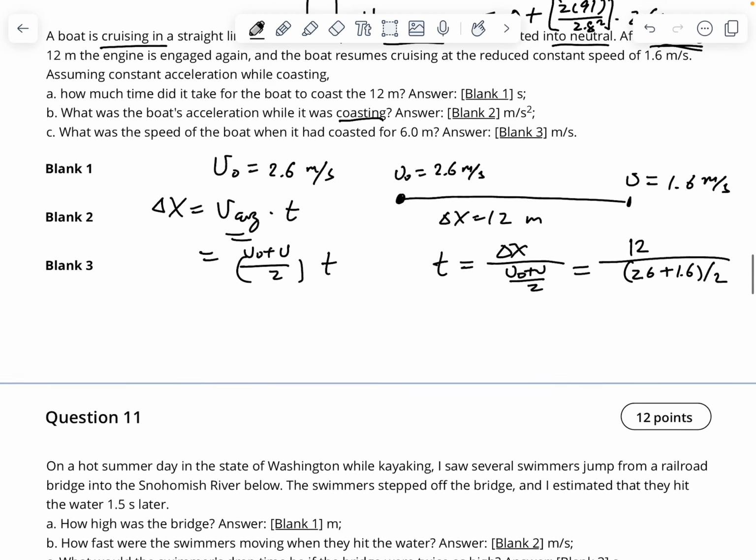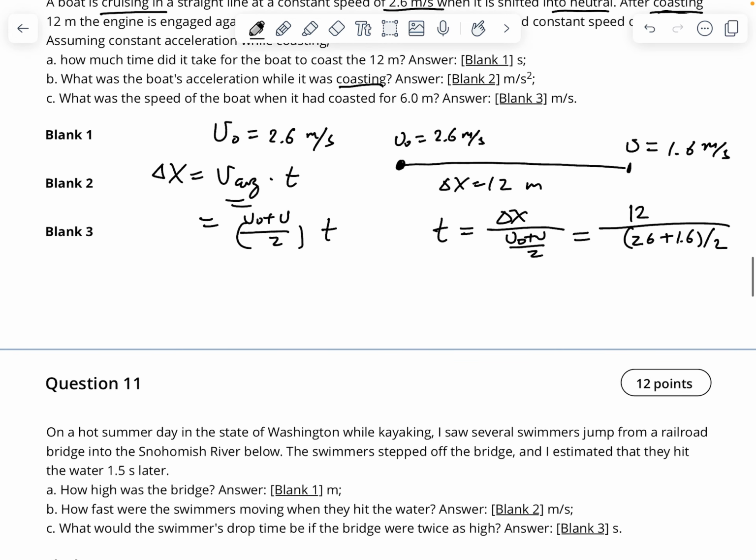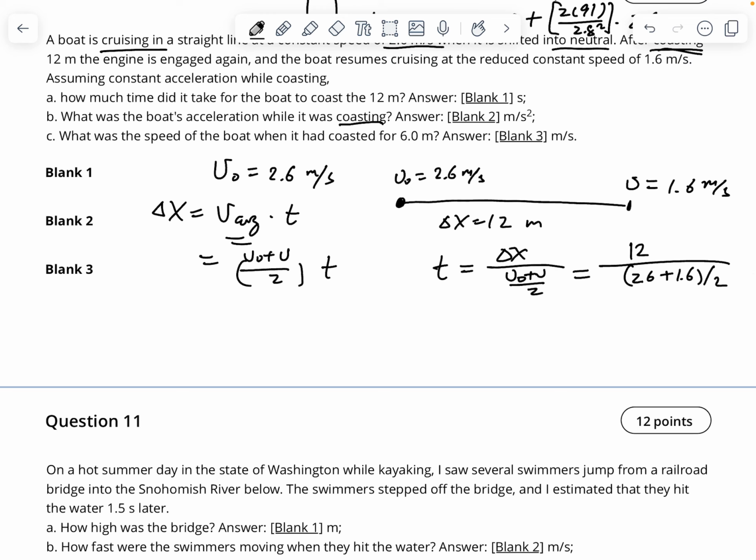All right. So next one. So second one. What was the boat's acceleration while it was coasting? Coasting acceleration. So now what do we know here? From the first one, we know time, right? We know time. How long it takes from here to here? So acceleration. So here we know initial velocity, final velocity, and time.